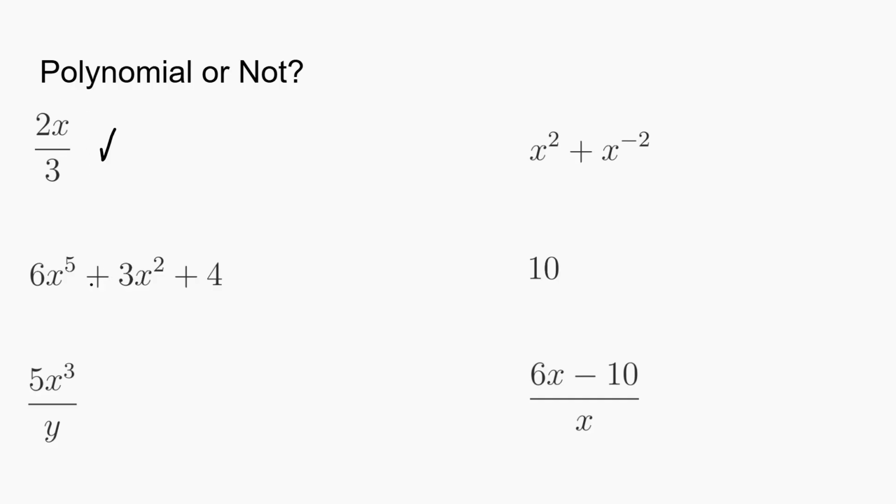What about this one? 6x to the 5th power plus 3x squared plus 4. Is this a polynomial? Yes, it is. It is constants multiplied by exponents, and all the exponents are non-negative integers, so it is a polynomial.